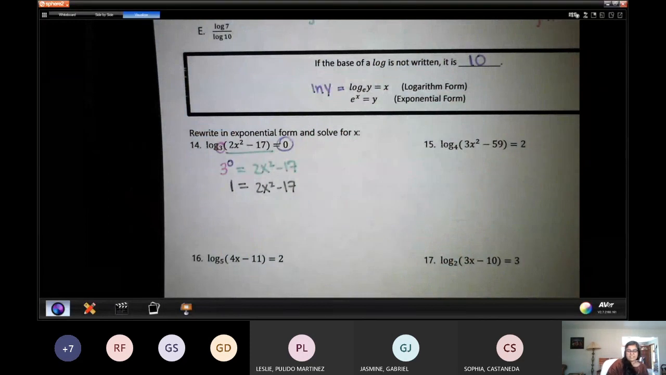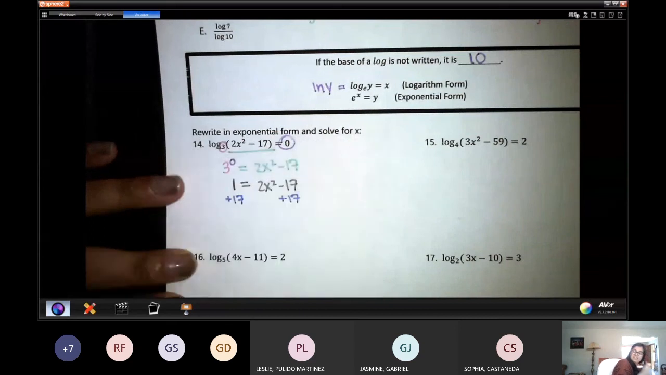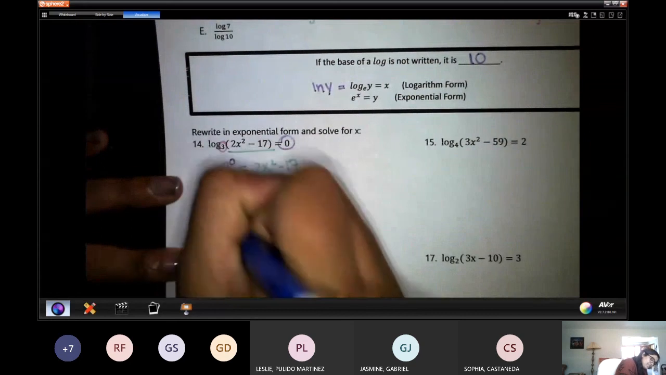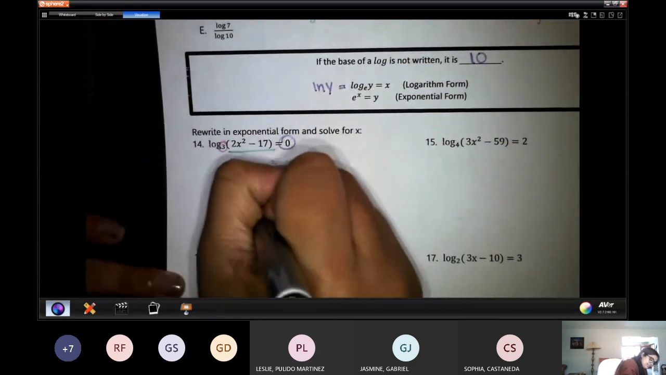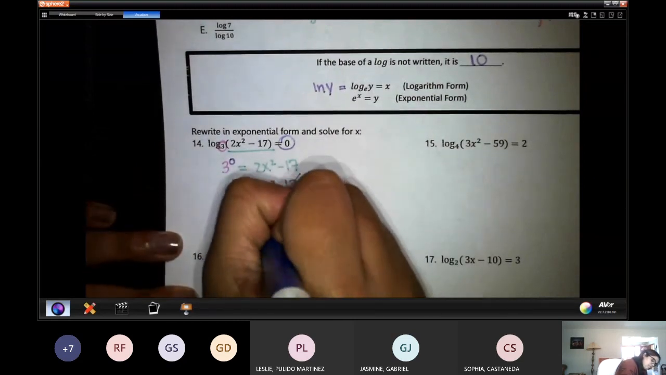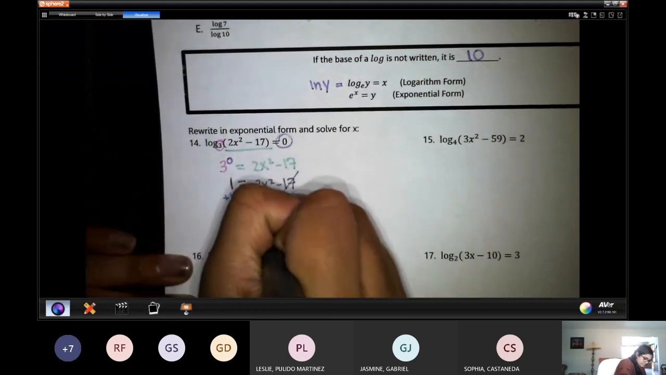And then how would we solve this? Super straightforward. Just solving an equation, getting x by itself, so that means we're going to add. Good. So add 17 to both sides. We're left with 18 equals 2x squared. And then divide by 2. So we get 9 equals x squared.